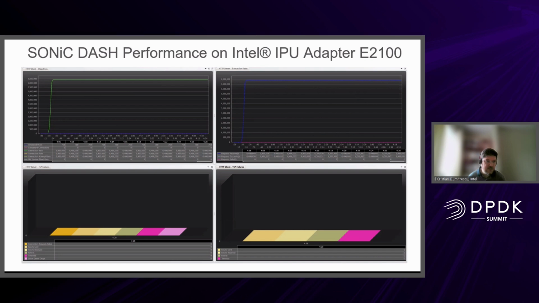You can see here that our rate, which I said has to be at least 3 million new TCP connections per second, we actually do twice as much, actually a bit more. We do 6.4 million TCP connections per second.